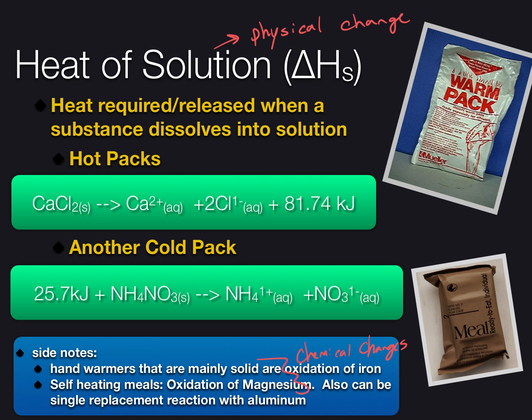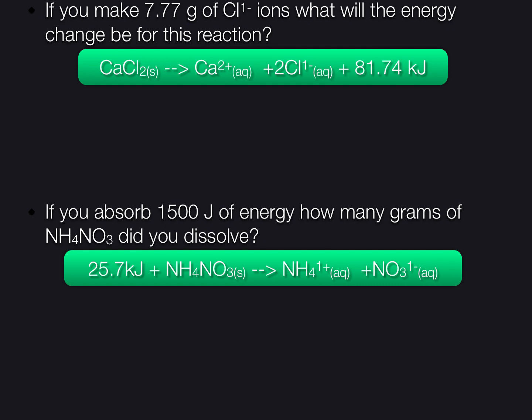But heats of solution is simply dissolving. That's a physical change. Now it's nice, and this is a spoiler because we're about to see, but the math is no different than that of a thermochemical reaction stoichiometry problem. You treat it the same way. You take the reaction with its energy and determine how much energy is released when a certain amount is dissolved. Take a look at this next example. Consider the same reaction that we just looked at, the calcium chloride dissolving to make calcium ions and 2 chloride ions. This reaction releases 81.74 kilojoules of energy. So you will make 7.77 grams of Cl ions. What is the energy change that you would expect for this reaction?